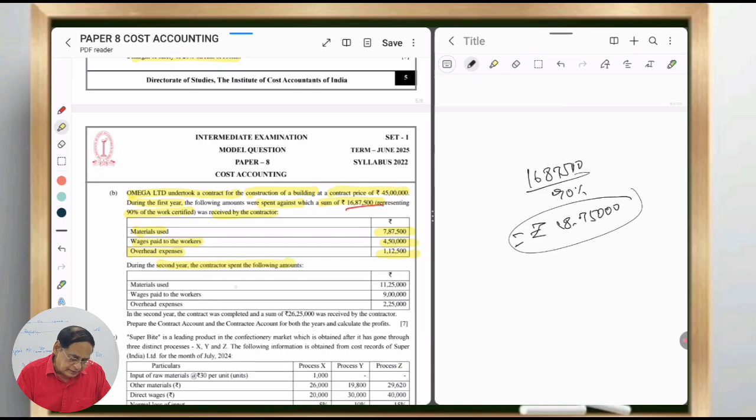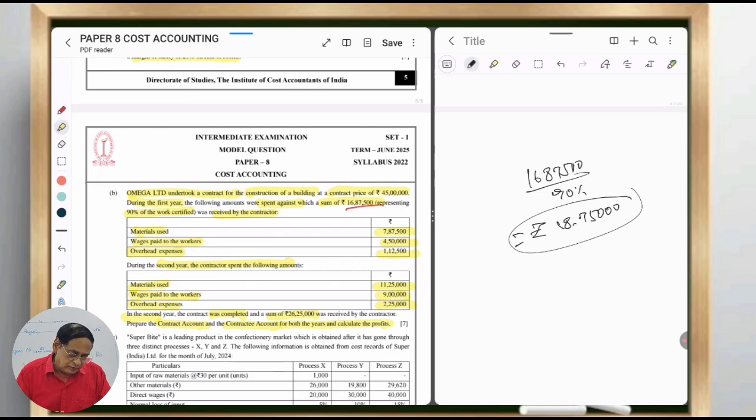During the second year, the contractor spent the following expenses: materials used 11,25,000, wages paid to the workers 9 lakhs, overhead expenses 2,25,000. In the second year, the contract was completed, and during the next year the sum of rupees 26,25,000 was received by the contractor. Now we have to prepare contract account and contractee account for both the years. It is also an easy question.